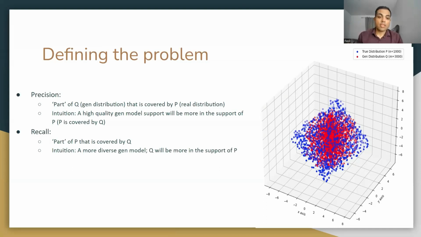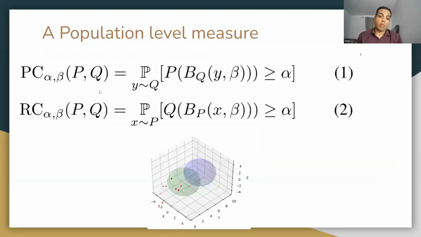Now, using this intuition, we will define a population level measure that will then motivate our algorithm. We define precision cover as a proportion of balls with Q probability mass beta that also have at least probability mass alpha, with respect to distribution P. Likewise, recall cover is defined with the distribution swap.